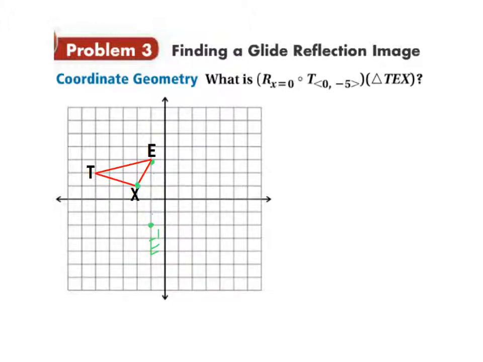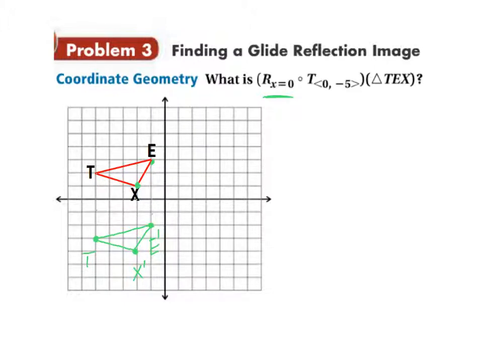X goes down 5. 1, 2, 3, 4, 5. Right here, that's X prime. T goes down 1, 2, 3, 4, 5. T prime. So my new triangle looks like this. You don't have to use a straight edge for that. You can just eyeball it. Okay, that's the glide. Now I'm ready for the reflection.